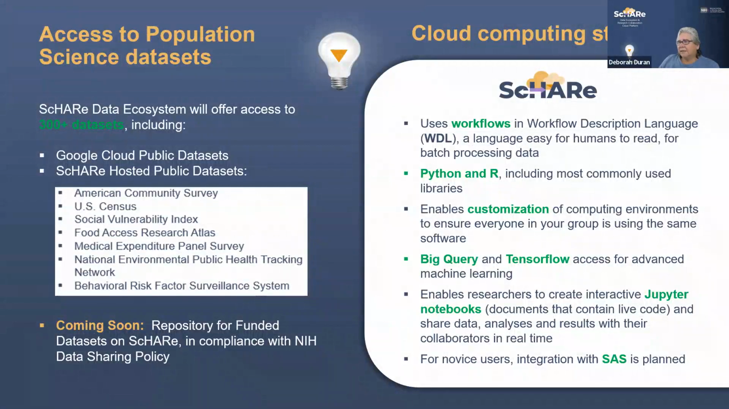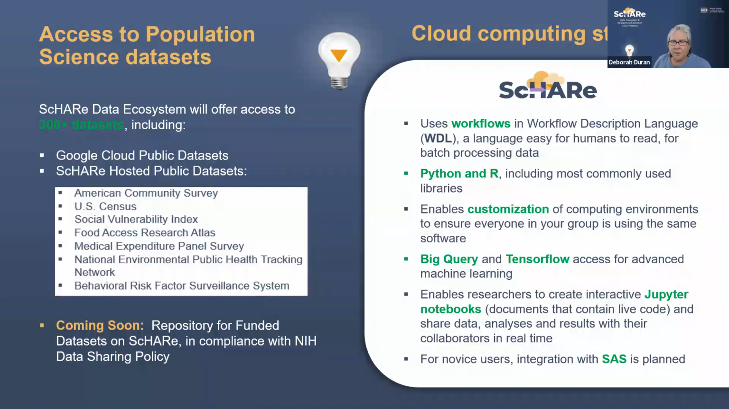Some of the public ScHARe data sets are the census, the Food Access Research Atlas, and the Medical Expenditure Panel Survey. There are many, many data sets. I think there are now over 200, and our goal is to have 300. We use many of the same types of computing tools like Python, BigQuery, TensorFlow, and Jupyter Notebooks.